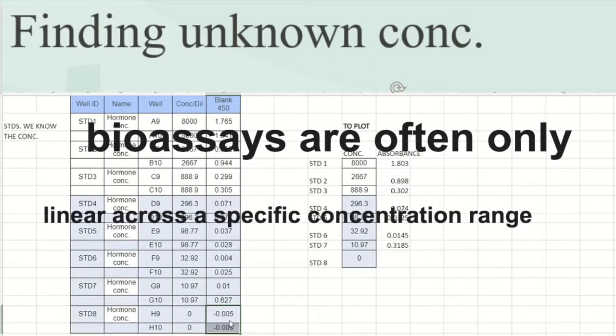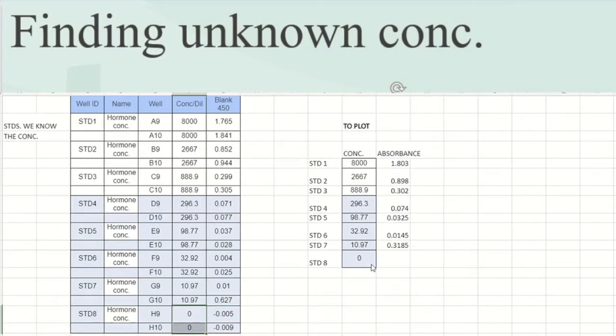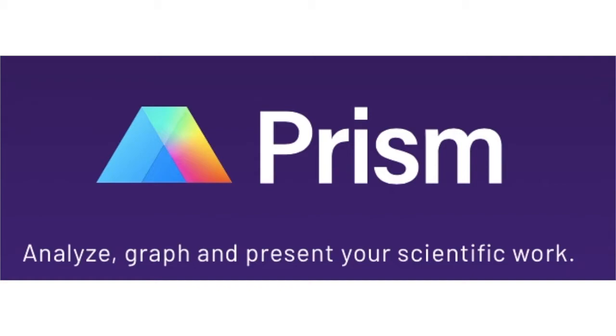Now, doing a 4-parameter logistic fit in Excel is not possible. So that's when you can go and use software like Prism. Now, Prism, you have to pay a license for it, so it tends to not be readily available, but I'm just going to flag that that's one software that you can use to do your analysis.